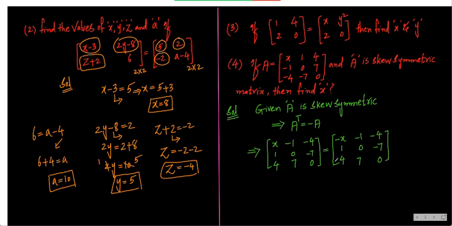Now you see, these two matrices are equal to each other. Our target is to find out the value of x. So we equate each and every corresponding element. Now you see, which elements are different? This x and this minus x will be different. And remaining, you see, all the elements are equal. Is it correct?